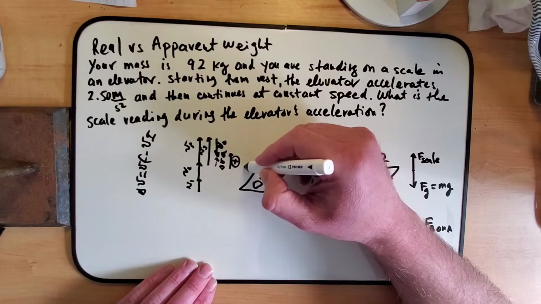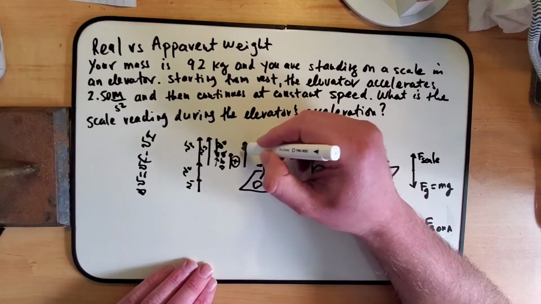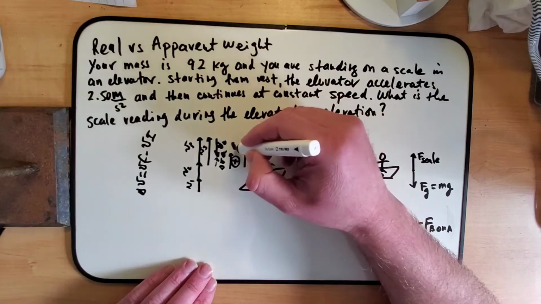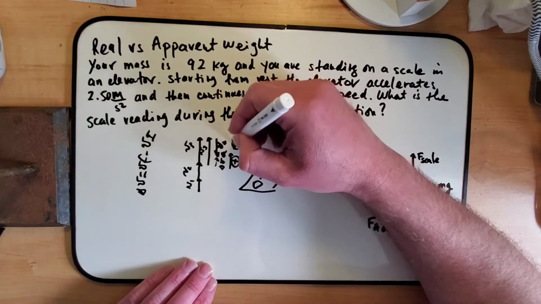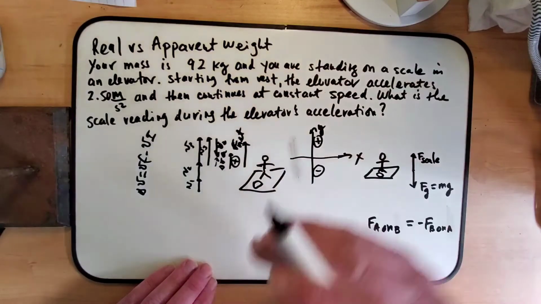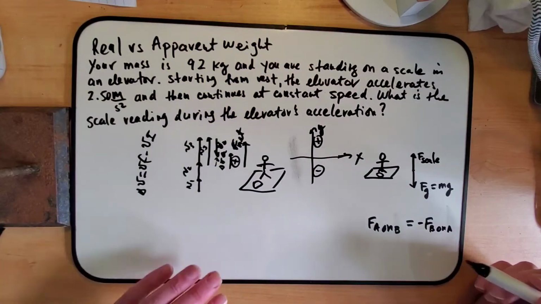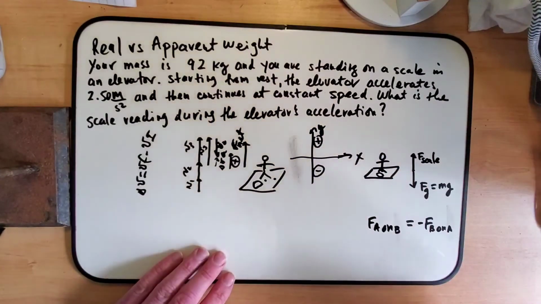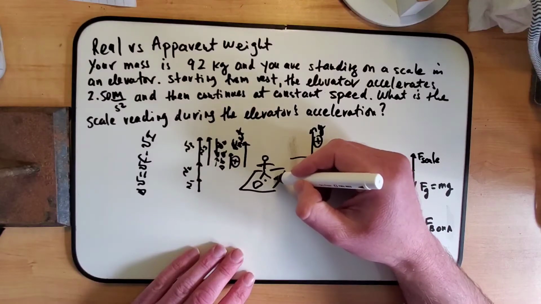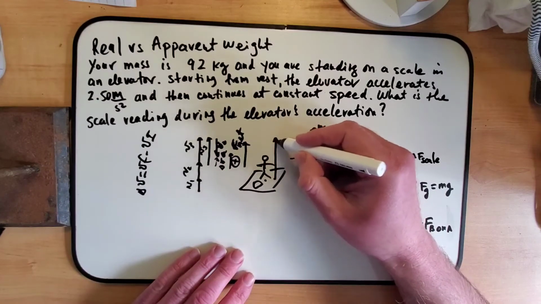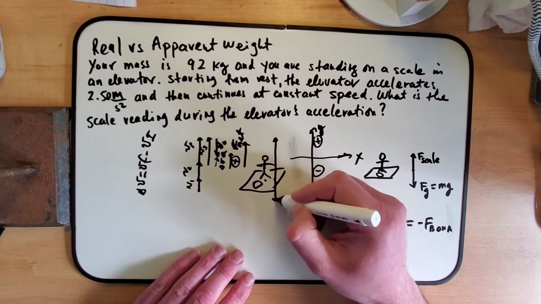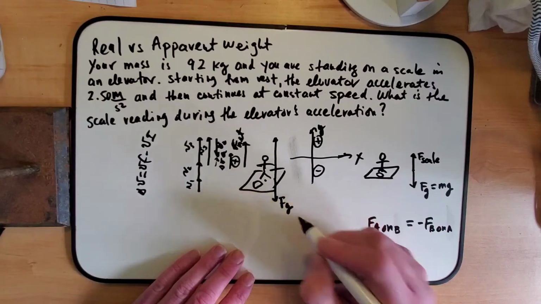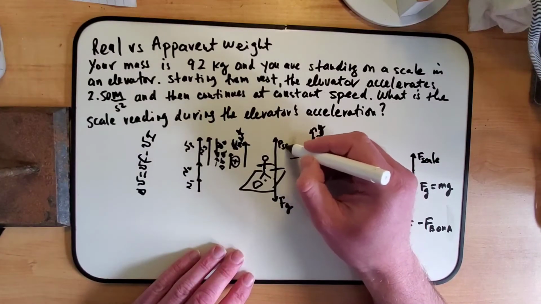So my additional force now will be F net. Let me try to draw it a little more legibly. F net will also be looking upward. So when you accelerate, guys, in the elevator, let's say I'm going to draw now the free body diagram. The force that the scale exerts is going to be higher than the force related to your weight, which is F sub g, and this one is just F scale.